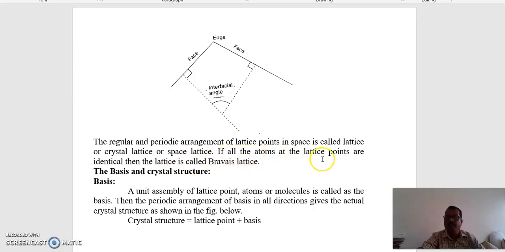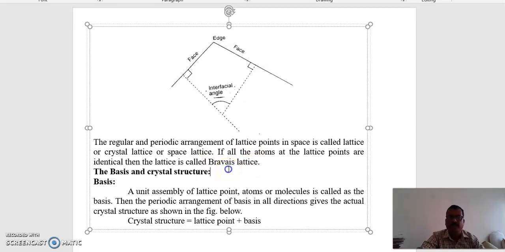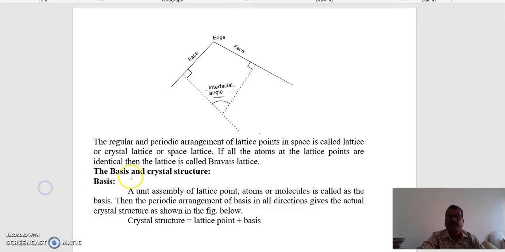If all the atoms at the lattice points are identical, then the lattice is called a Bravais lattice. This is a separate point, the Bravais lattice. Then we see the next point, the basis and the crystal structure.